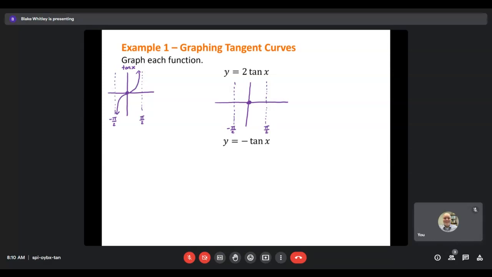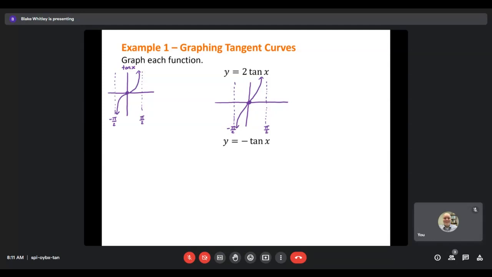But we need to make sure that we're elongating this vertically when we do this. So it's just going to be stretched out. And we get something like this. Okay, so same vertical asymptote, same x-intercept. We're just stretching vertically so it looks a little bit more elongated. That's all.